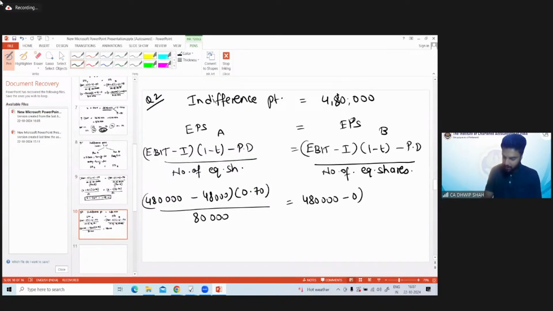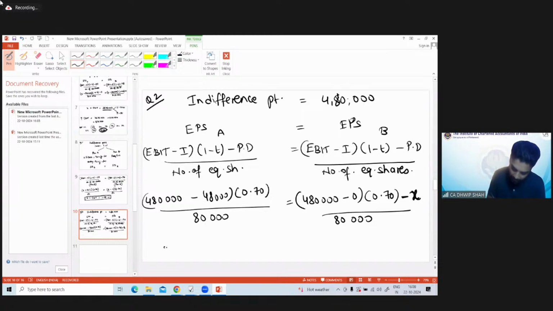Under option 2 we don't have any interest, so 0. 1 minus 0.3 is 0.7. Preference dividend is the amount that we need to calculate. So we will assume preference dividend to be X, divided by number of equity shares. Under the second case as well, it would be 80,000. So again, using the concept of mathematical equation, can you find the value of X, that is nothing but preference dividend, in this question? बोलो कितना होगा? No, first give me the amount of preference dividend, then we will go for rate.